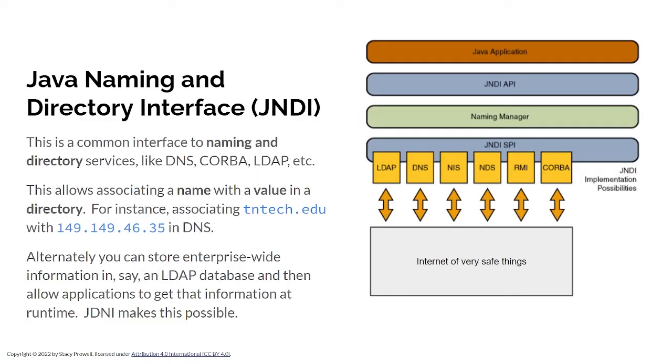Let's talk about the Java Naming and Directory Interface. So what is that? Well, it's a common interface for naming and directory services. What's a naming and directory service? I know what all those words mean, but what do they mean when you put them together? Well, it's a service, something that provides information to you for naming and directories, like DNS. You go to DNS and you give it something like tntech.edu, and it gives you back something for that name, like an IP address. Okay, so that's what DNS does.